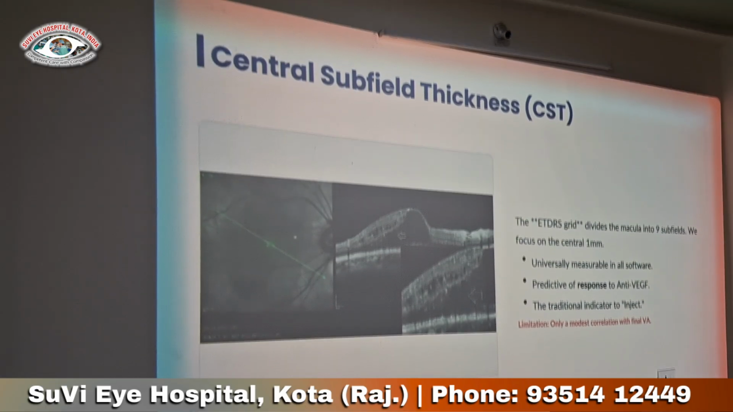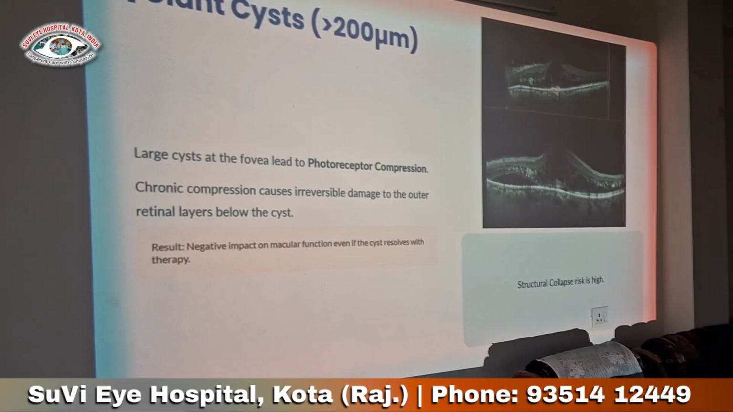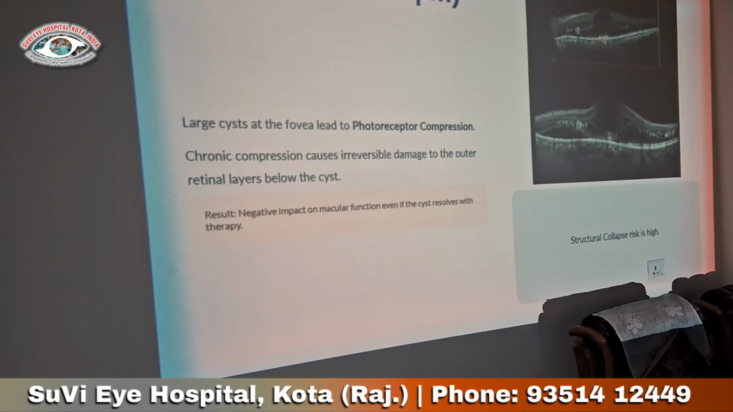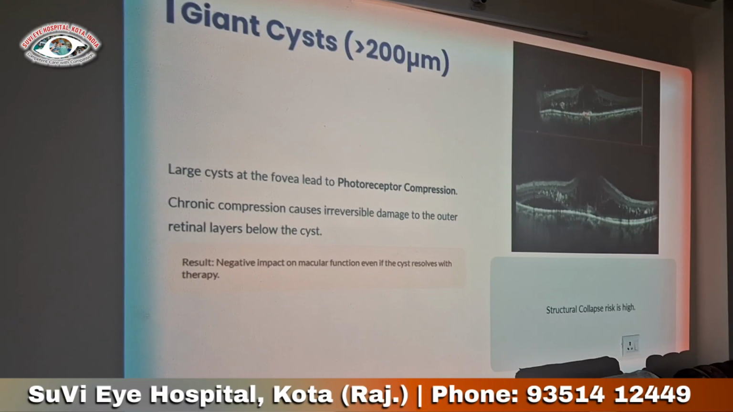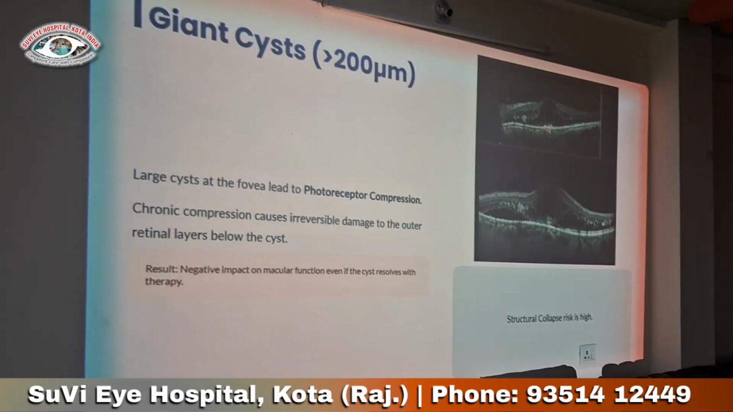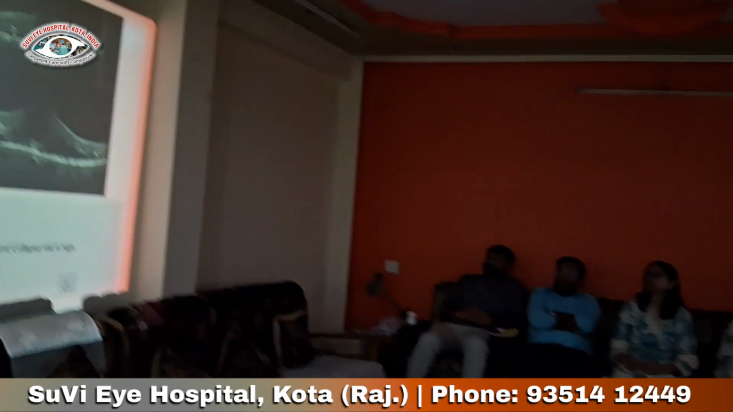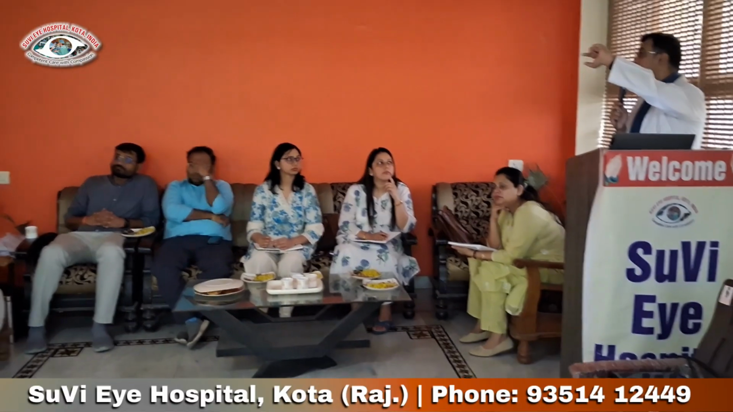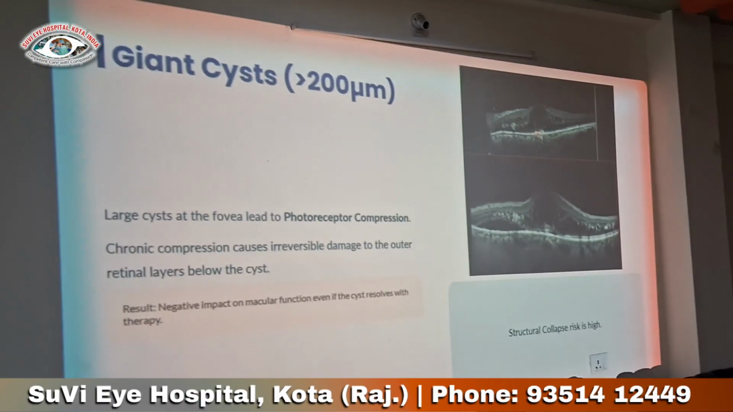The more the central subfield thickness, the more predictive of response to the anti-VEGF therapy. So now in central subfield thickness, as Dr. Bagrecha said, this is a large size with giant cyst. So what happens in the giant cyst? It compresses the photoreceptor layer. So when it compresses the photoreceptor layer, the visual prognosis decreases, and also the residual tissue. So Dr. Anshika, what is the significance of the residual tissue between the giant cyst, between the outer and the inner retina? The residual tissue should be more or less? What is the significance?